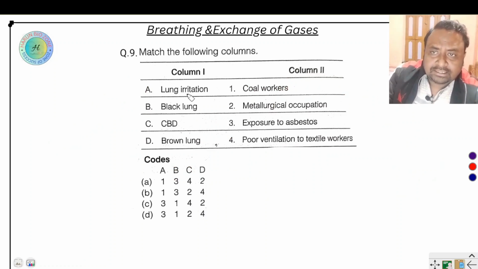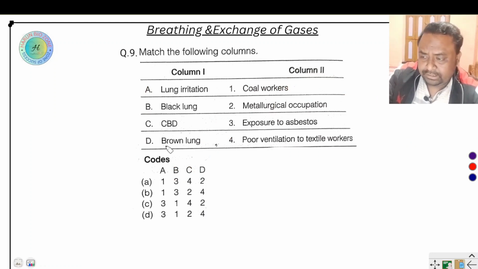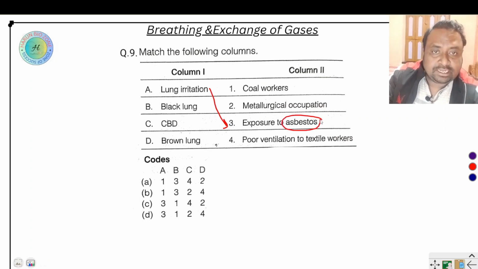Next option is lung irritation, black lung disease, CBD and brown lung. Lung irritation is exposure to asbestos. Asbestos is one type of carcinogen. In the asbestos industry, asbestos causes lung irritation, sometimes lung cancer. The disease is called asbestosis.